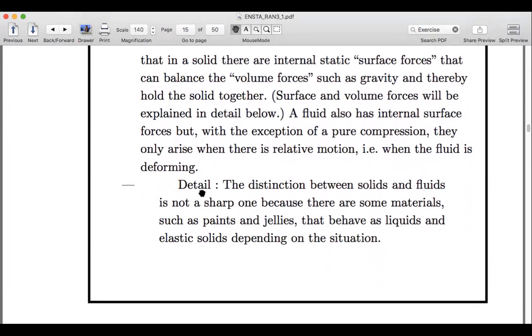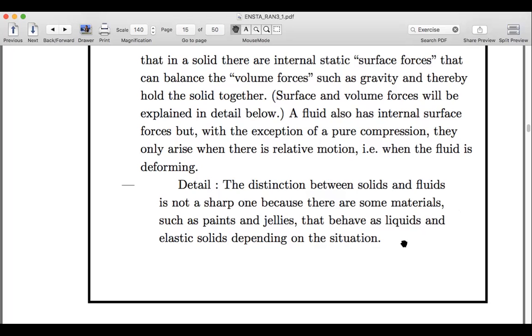And as I teach this, I always realize there are exceptions to what I'm saying, which is potentially a source of confusion. You should be aware that there's not always a sharp distinction between solids and fluids, or especially liquids, because in some special circumstances you can have materials that behave a bit like solids and a bit like liquids. Jellies or some paints would be examples of this.